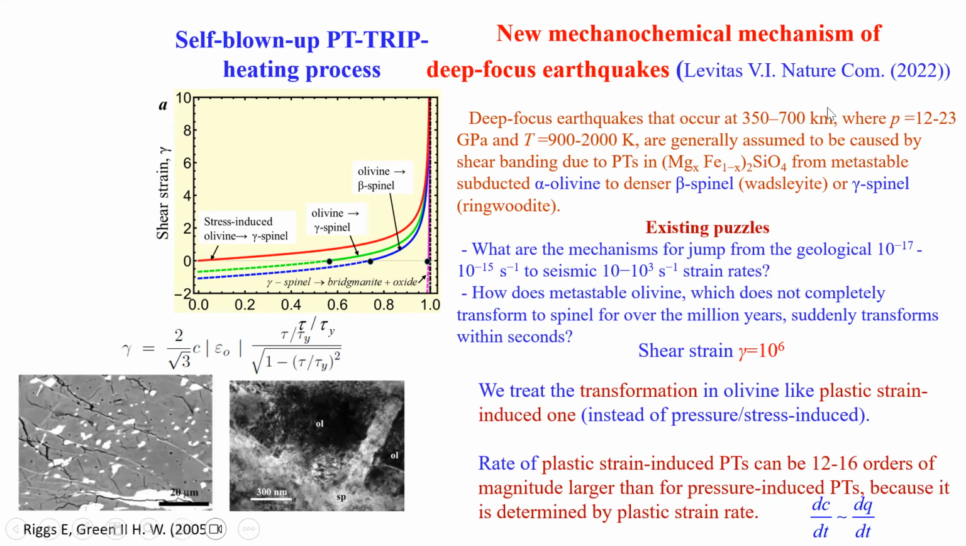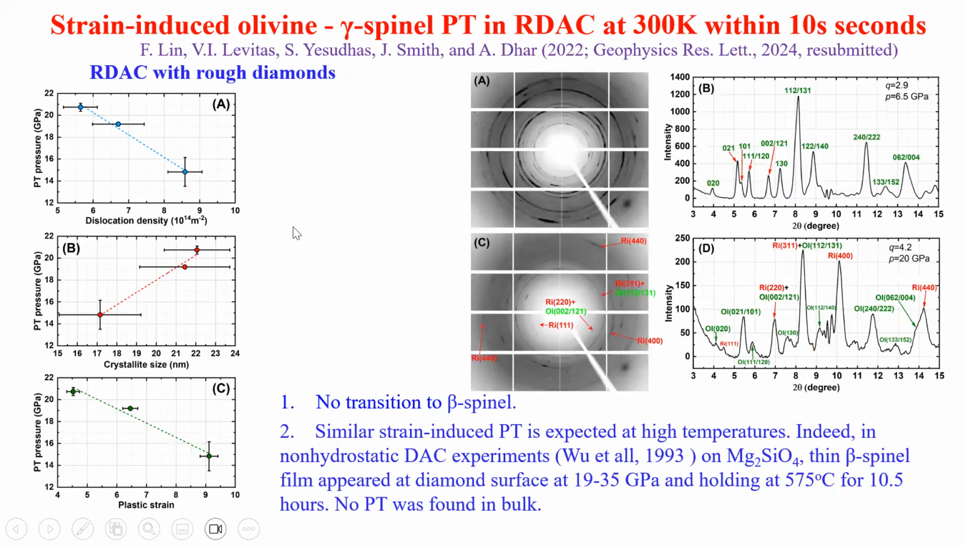Resolution of all puzzles. This was a purely theoretical paper, but now we have some conceptual experimental confirmations. Gamma spinel does not appear at room temperature at any pressure under hydrostatic loading. But with plastic shear, we obtain it within tenths of seconds. And it was obtained in a pressure range from 15 to 21 GPa, relevant to the phase transformation. And this is conceptual proof that plastic straining indeed can drastically accelerate phase transformation, even at room temperature.